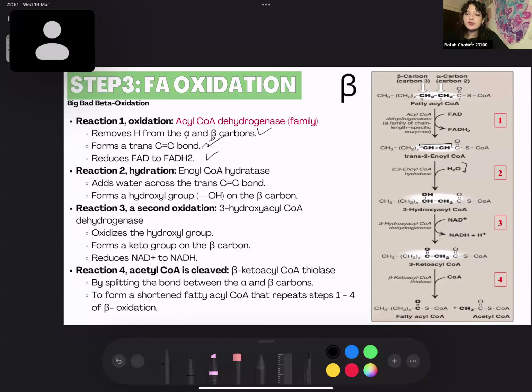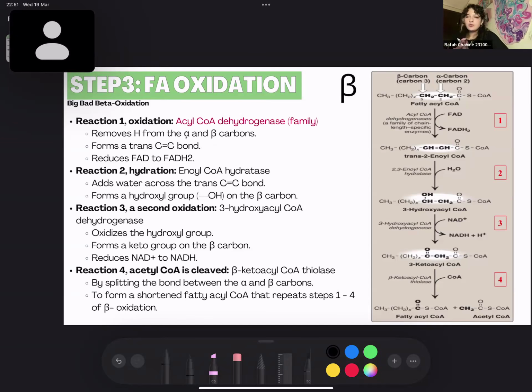When I add it across this trans-carbon-carbon bond, which is part number 1, I am going to form this hydroxyl group on the beta carbon, or carbon number 3. Okay? So that's essentially everything that happens in reaction number 2. So I'm going to repeat everything about reaction number 1 and reaction number 2 before we move on to 3.